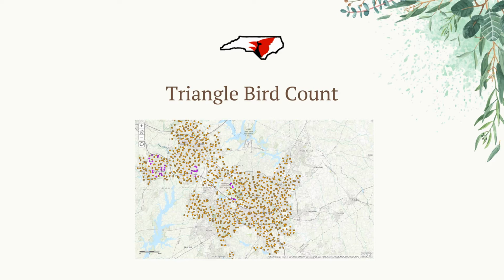The Triangle Bird Count is a citizen science project that monitors the diversity and abundance of bird species in urban habitats. This count takes place in Durham, Raleigh, Chapel Hill, Carrboro, and Cary every year. The sites where the count takes place are randomized points in the Triangle area.